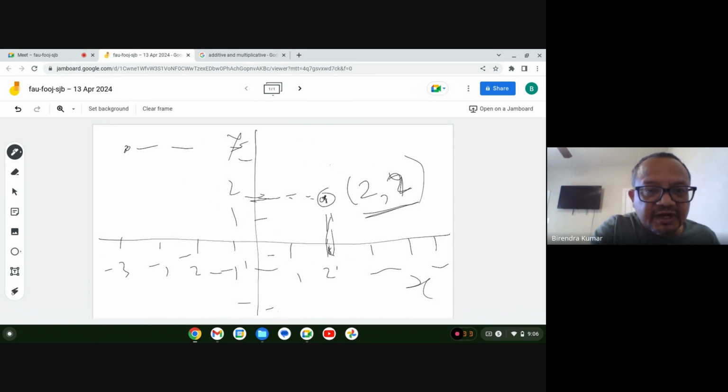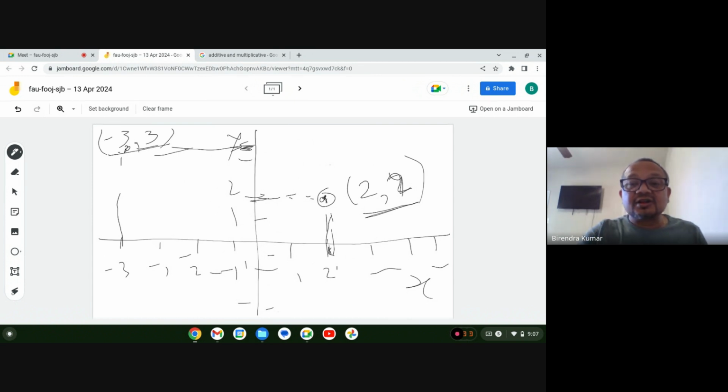So how will you locate this point? You will again do the same thing. Here it is meeting with +3, and here it is -3. So first the x-axis is -3, the y-axis is 3. So this point is -3 and 3. These are called coordinates.